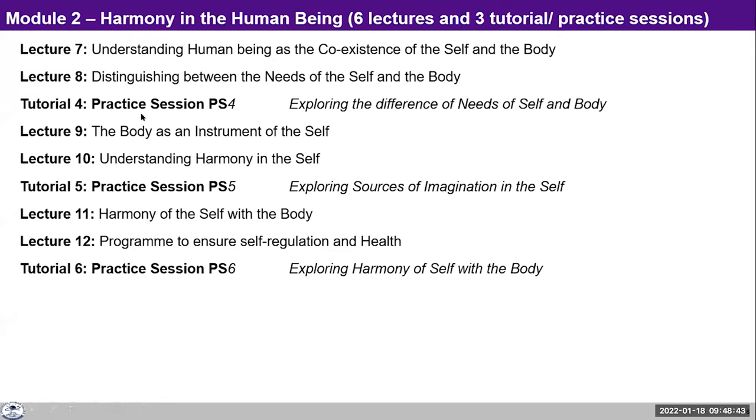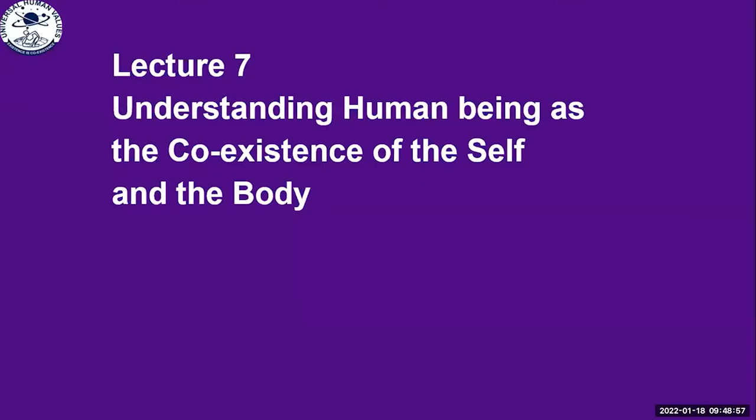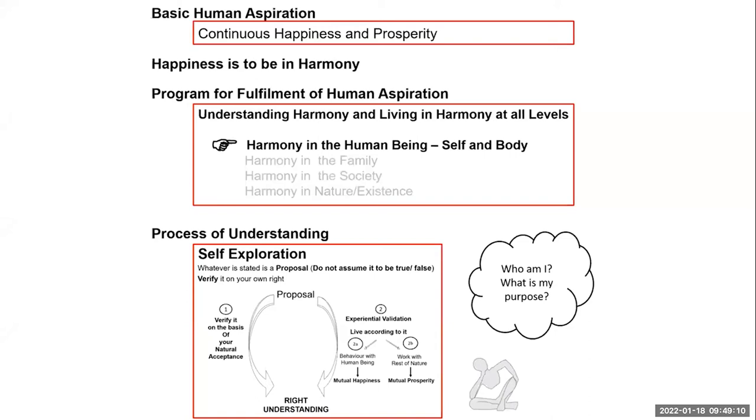Then it is going to be followed by a practice session. That is what is going to be this particular session, the morning's first session. It is going to be followed by other sessions, which will cover the remaining 4 lectures. So we start with lecture 7, understanding human being as coexistence of self and the body. The process of understanding is going to be the same: everything is going to be stated in the form of a proposal. Don't assume any proposal to be true or false. Verify at your own right, and own right means based upon your natural acceptance, not based upon what is stated by me or by you in your classroom.